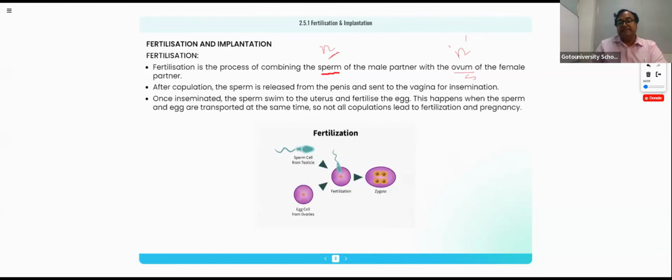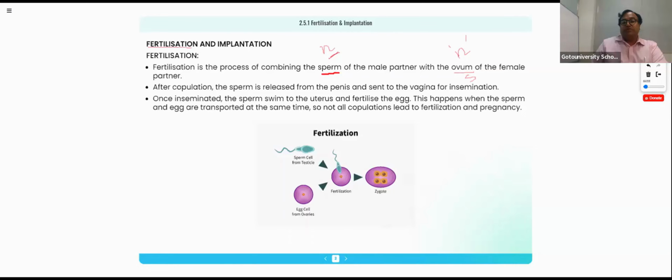Ovum is singular. For each and every word, hidden sentences are there. Ovum denotes a single egg. Ova denotes multiple eggs. Sperm denotes a male sex cell. Ovum denotes a female sex cell. Right? Fertilization is also called syngamy. Like this, we narrated n number of times.